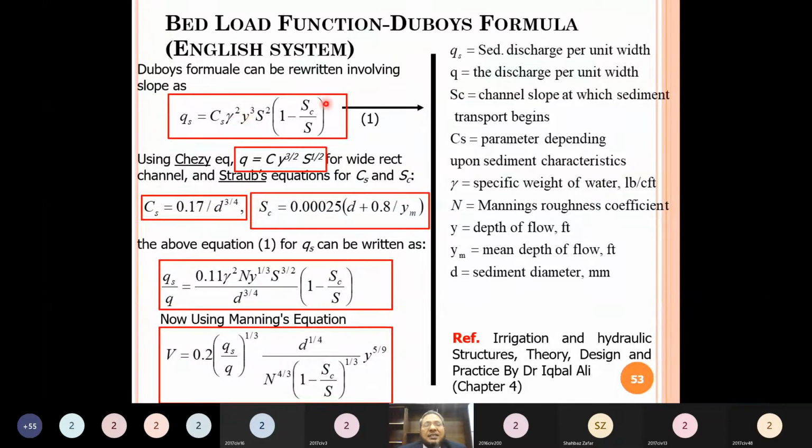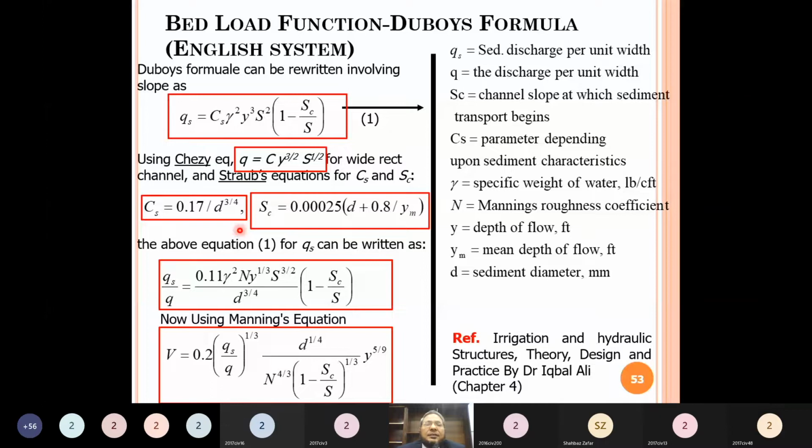Then Sc, which is the critical slope. This equation is also given by Straub. He says that the critical slope for a channel is equal to 0.00025 small d plus 0.8 over ym, where ym is the mean depth of flow in the channel. So we can compute the critical slope of the channel at which the sediment particle on the bed is in critical condition.